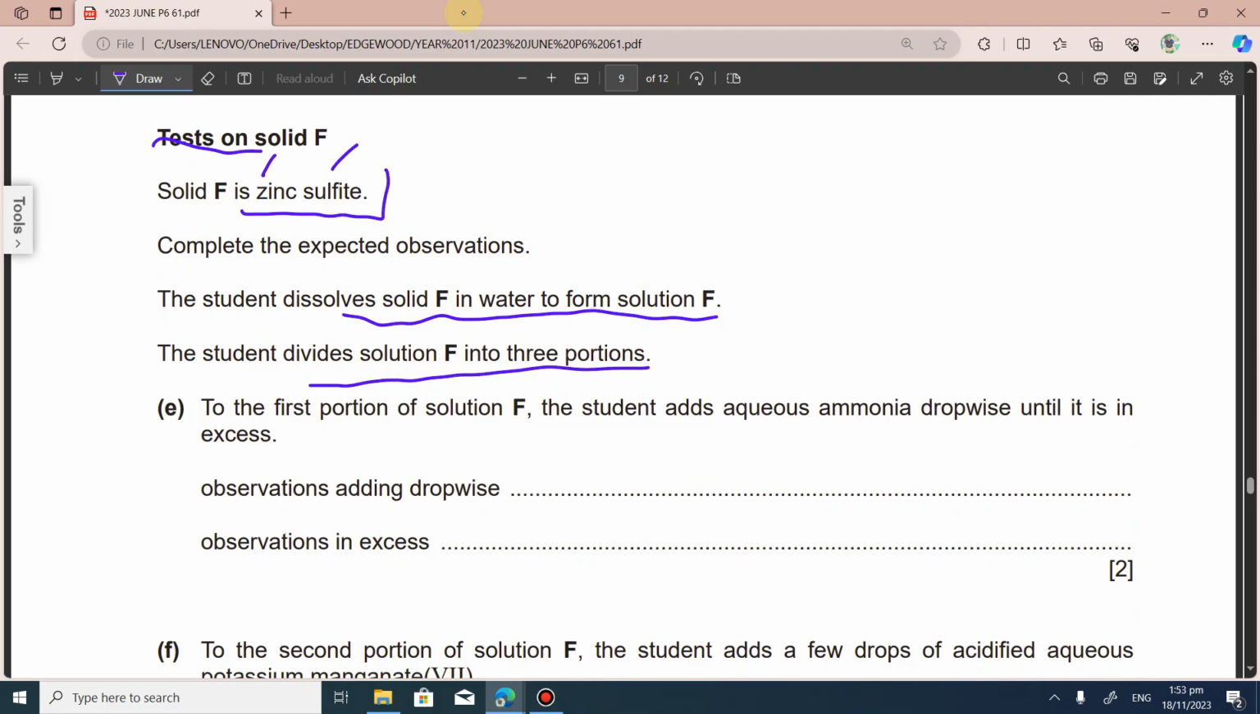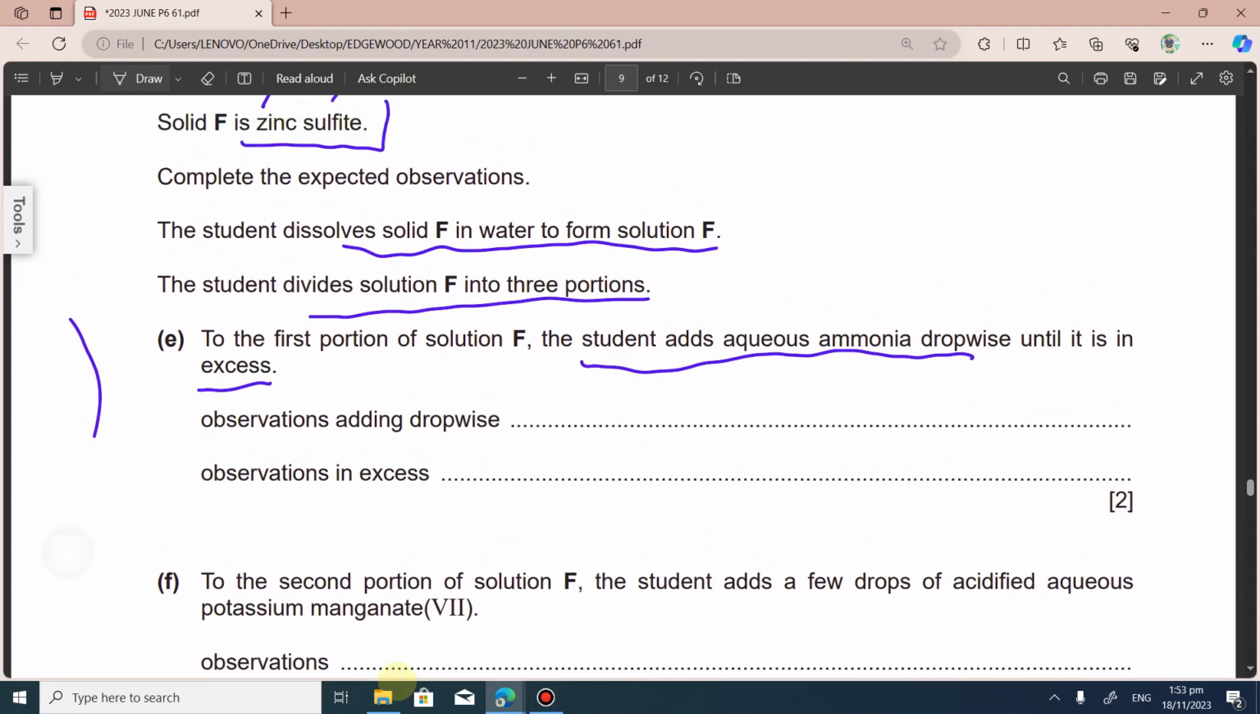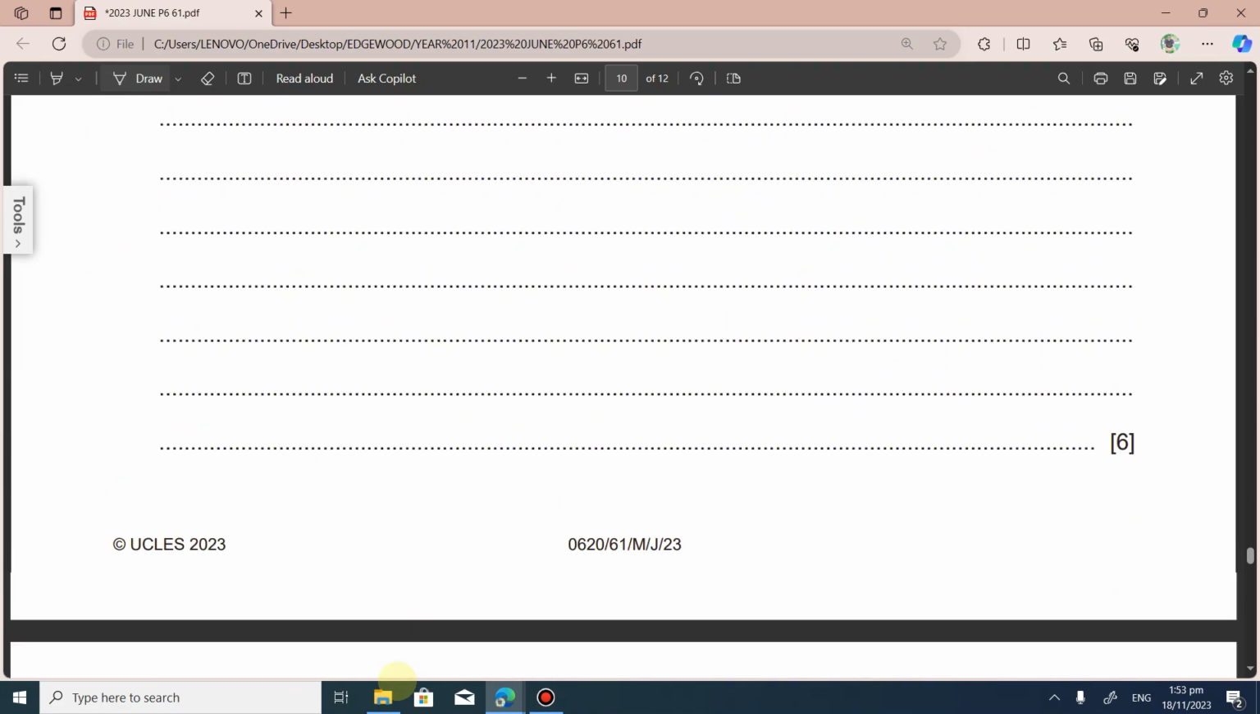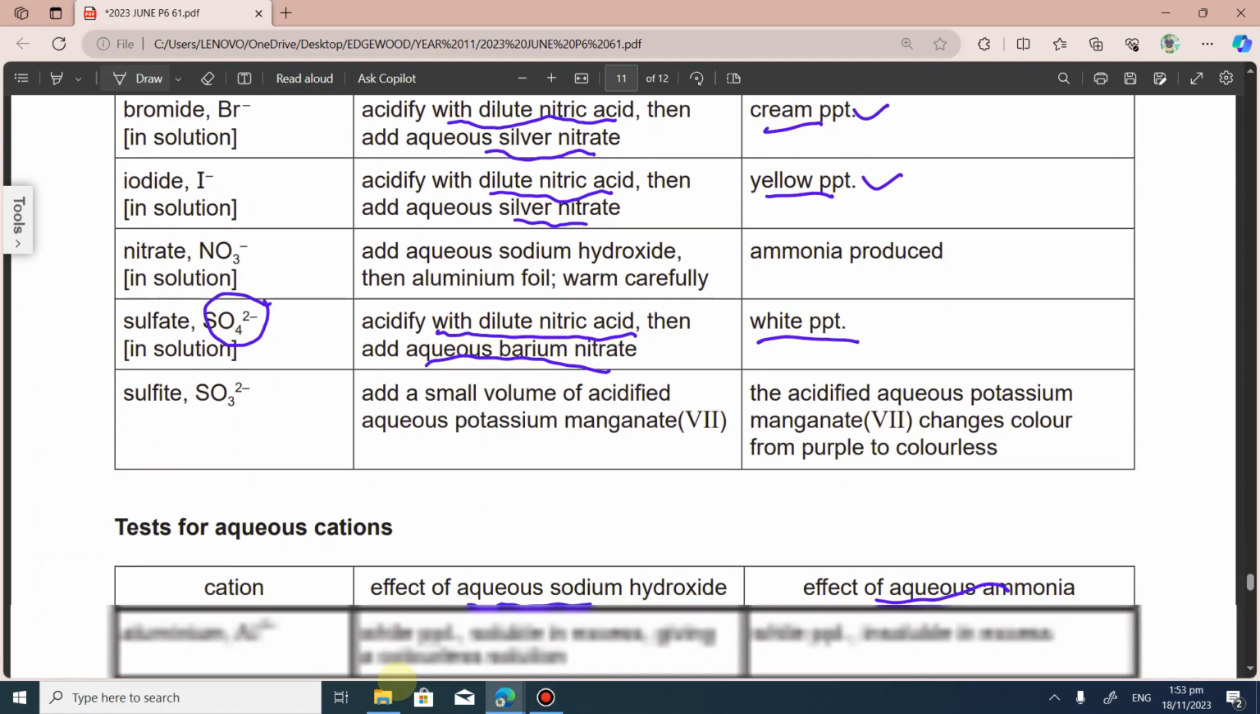To the first portion, the student adds aqueous ammonia dropwise and then in excess. So write the observation in dropwise and in excess. And just like I mentioned earlier, you are testing solid F. And because you're testing solid F, what you simply expect is you are either testing for zinc or you're testing for sulfite. So all we need to do is to consult the table for zinc or for sulfite to see which one rhymes with the test that we saw there.